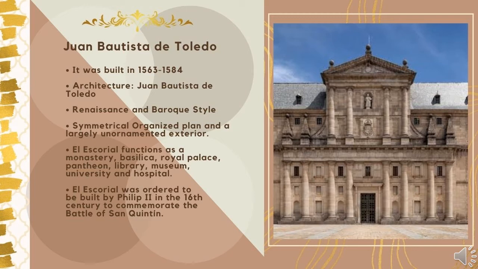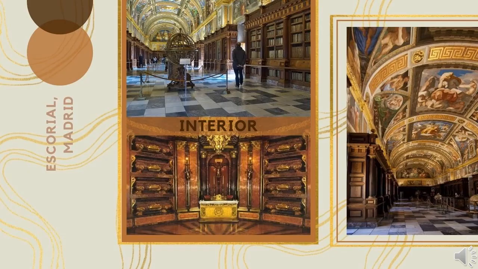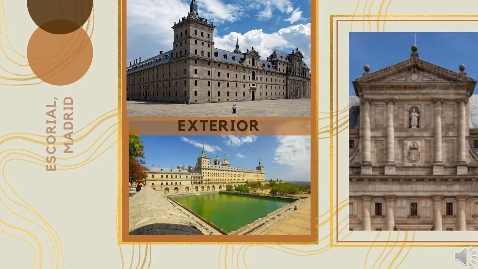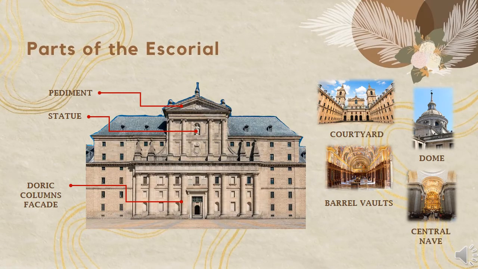El Escorial was ordered to be built by Philip II in the 16th century to commemorate the Battle of San Quintin. This is the interior of the Escorial, Madrid, while this is the exterior of the Escorial, Madrid. Parts of the Escorial: it has a pediment, a statue in the middle, Doric columns, facade, courtyard, barrel vaults, dome, and central nave.